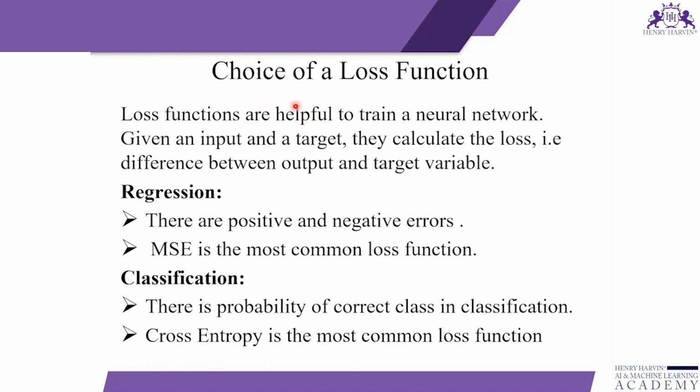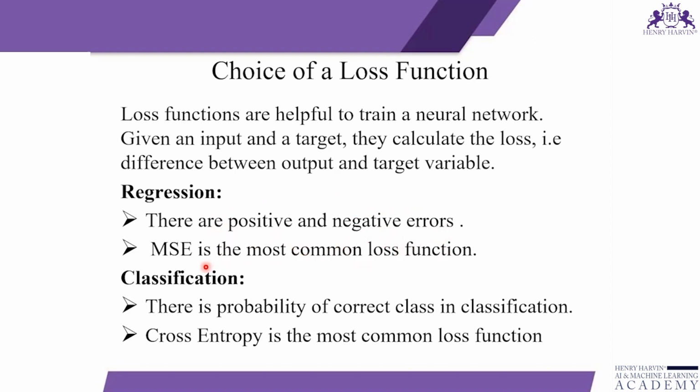To understand these optimizers, we should have a quick review of the loss function. Loss functions are helpful to train a neural network. Given an input and a target, we calculate the loss, that is, we try to find the difference between the output and the target variable. In a regression problem, there are positive and negative errors, and MSE is the most common loss function.